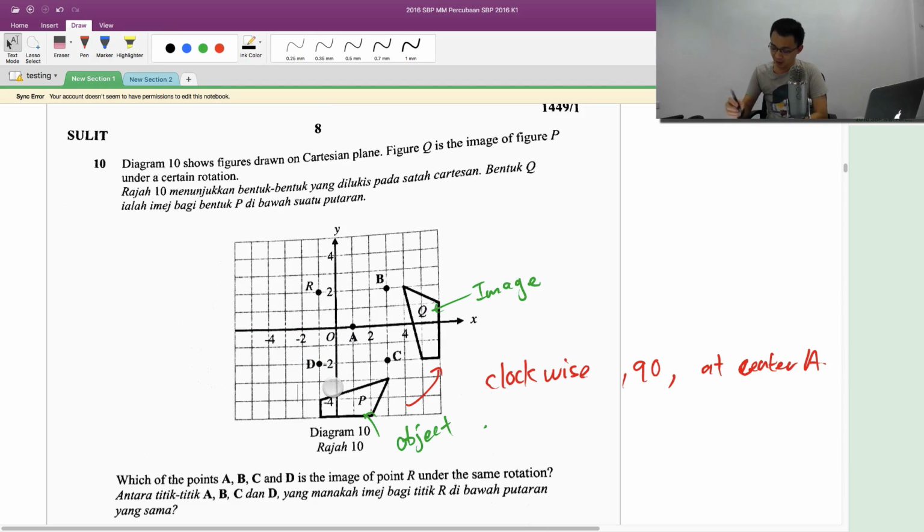For example, let's say from D rotate to B. From D rotate to B, you see here is 180 degrees, isn't it? So from D to B, it should be 180 degrees. Clockwise or anti-clockwise, it doesn't matter, because for 180 degrees, you can say it is clockwise or anti-clockwise. It doesn't matter.